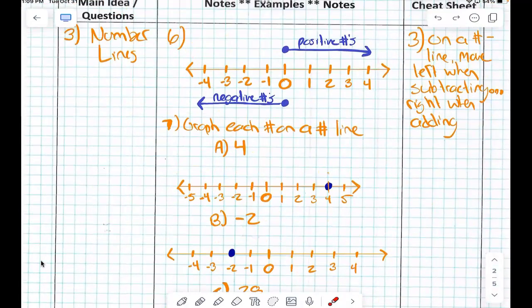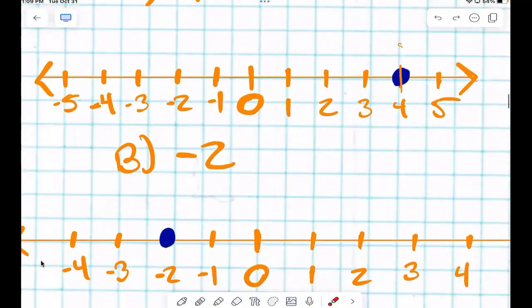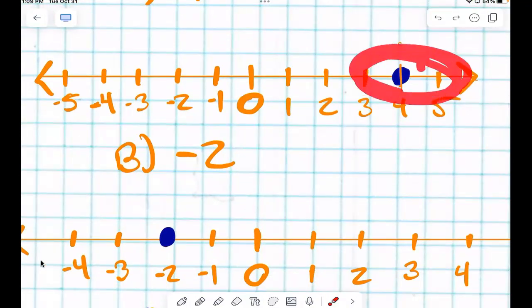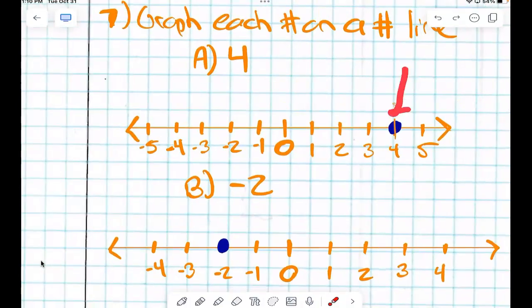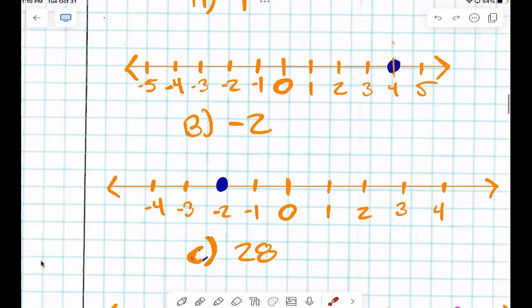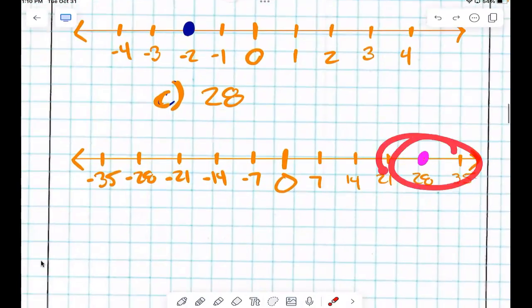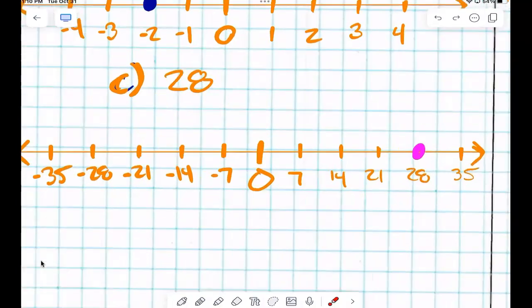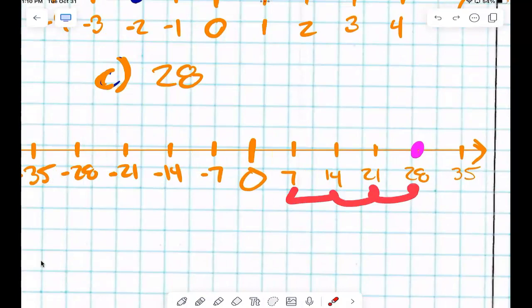All right, number lines. If you're on a number line and you go this way, are you getting bigger or smaller? Bigger. If you go this way, you're getting smaller. Look at this number line right here. What number is this number line telling me about? 4, because there is a dot on the number 4. What about this number line? What number? -2. How about this number line? 28. Do you have to go number by number or can we skip count? I love it. Okay, cool.